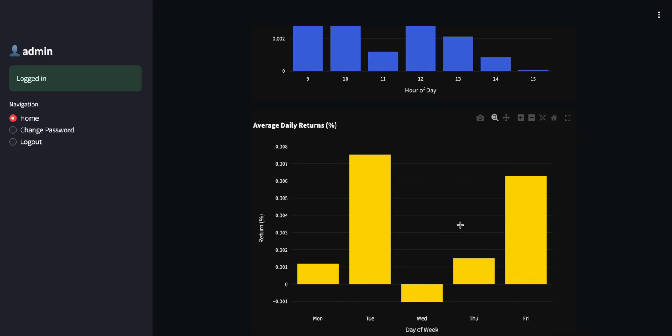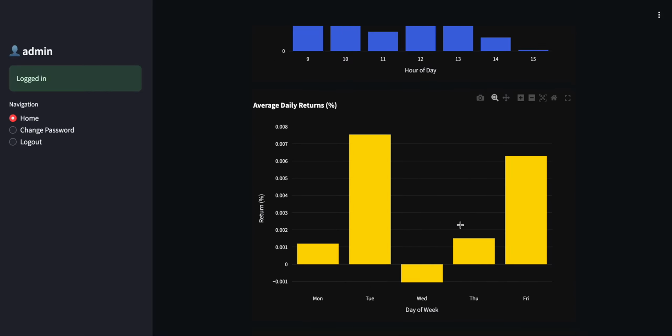Similarly, as we go down, we understand which day it is performing well. Monday and Tuesday are doing very well, Wednesday is negative, Thursday is positive, and Friday is positive and better than Thursday. So this indicates what days we should not trade. That means we would like to reduce our loss-making trades and gain more profitable trades.